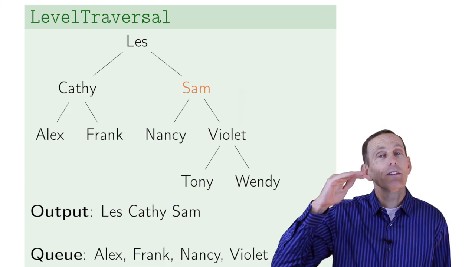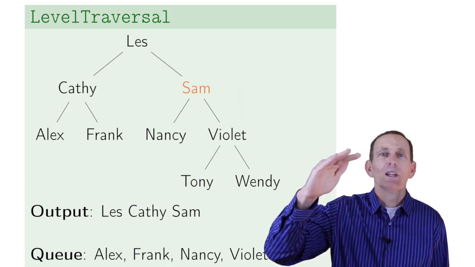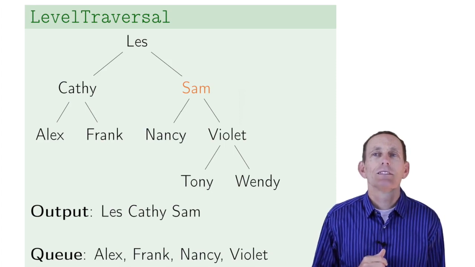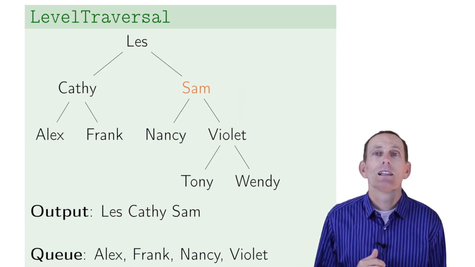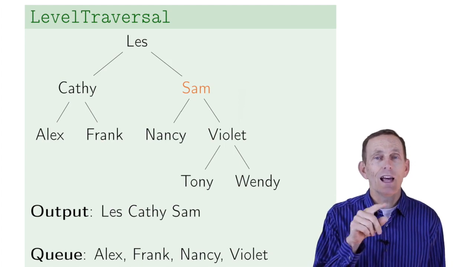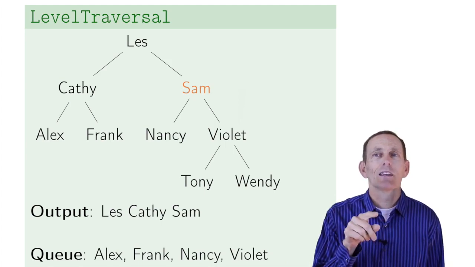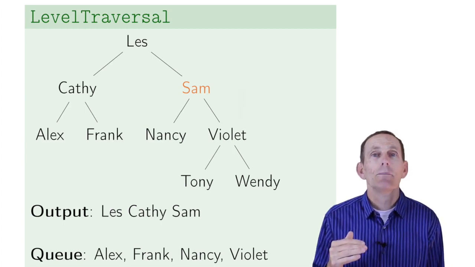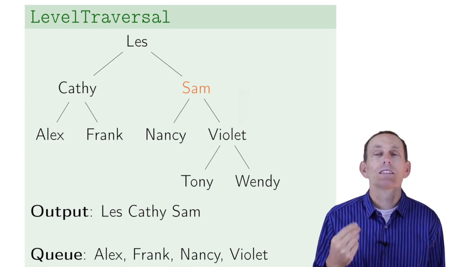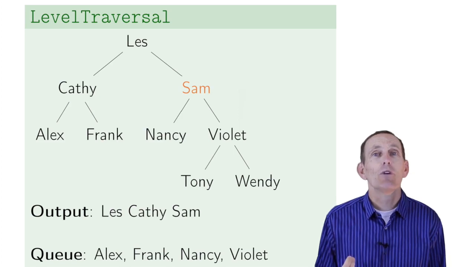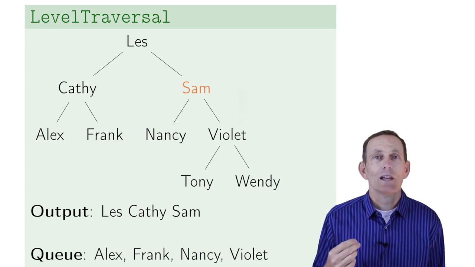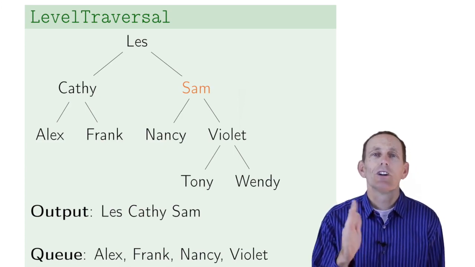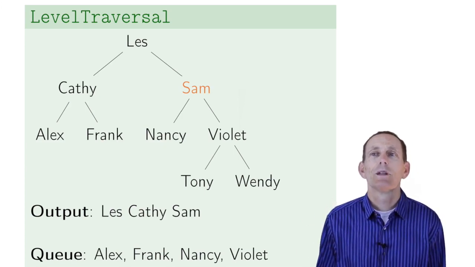So we can see what we've done then is we first printed Les, that's level 1, and then we printed the elements at level 2, which are Kathy and Sam. And now we're going to go on to the elements at level 3. So notice all the elements in level 3, Alex, Frank, Nancy, and Violet, are in the queue already. And they're going to all be processed before any of the level 4 nodes are processed. So even though they'll be pushed in the queue, since the level 3 nodes got there first, they're going to all be processed before we process any level 4 ones.